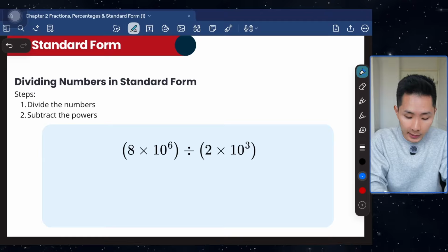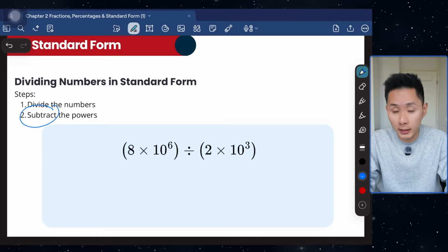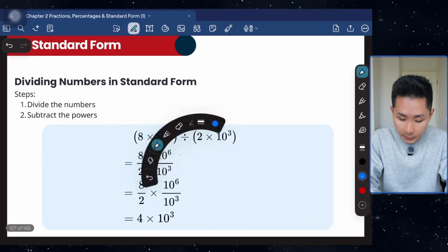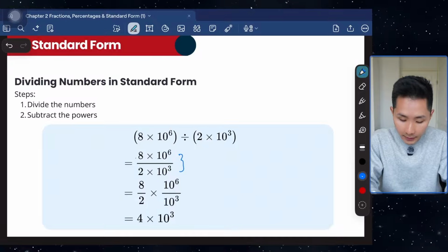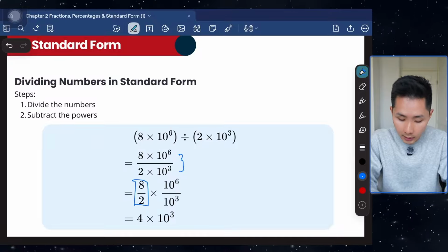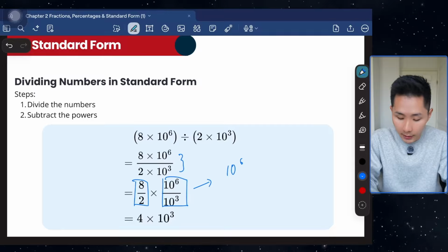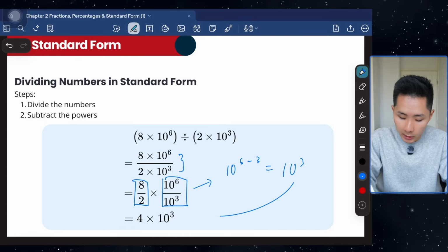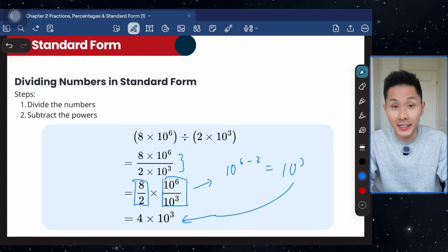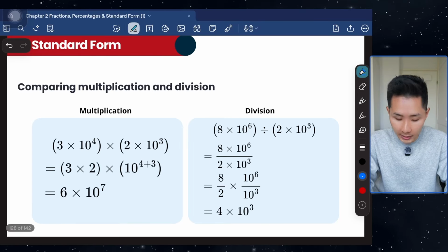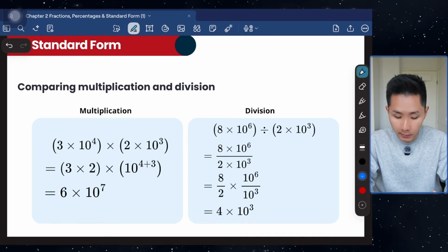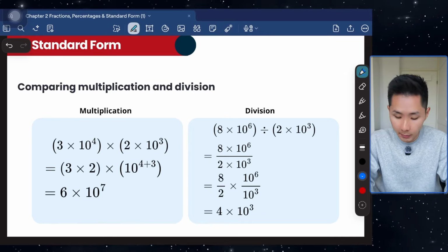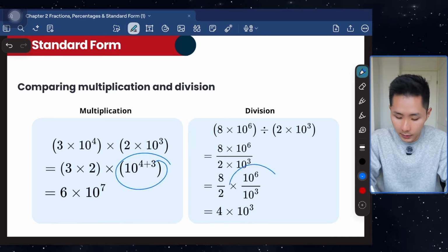So the only difference is that instead of adding the power, you're subtracting the power. To do that, you can just put both numbers into fractions and then let the numbers divide each other and the power divide each other. 10 to the power of 3, we just subtract the power, which is why you see 10 to the power of 3 here. And that's how you multiply and divide numbers. So here's a comparison between how you do it. They're pretty similar except this part of the solution.